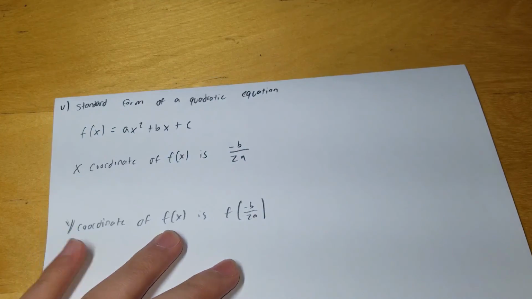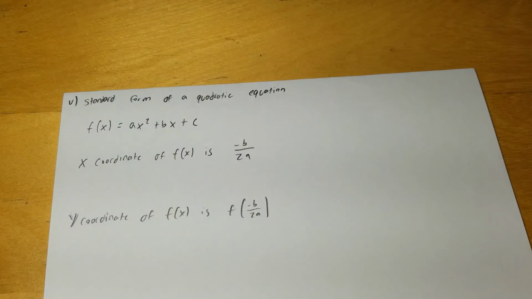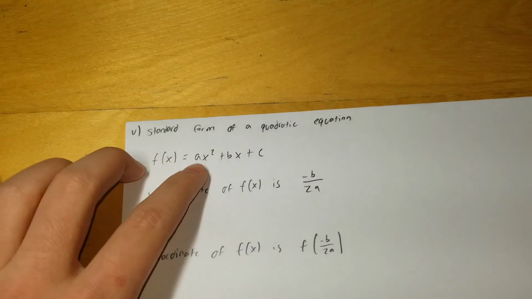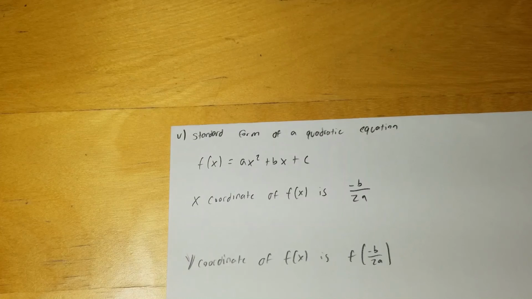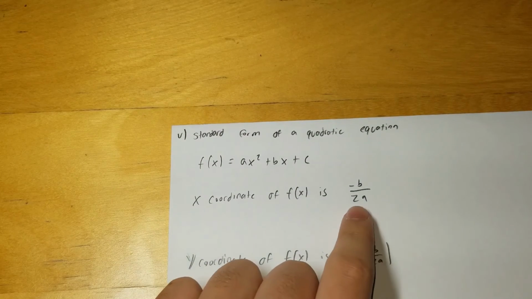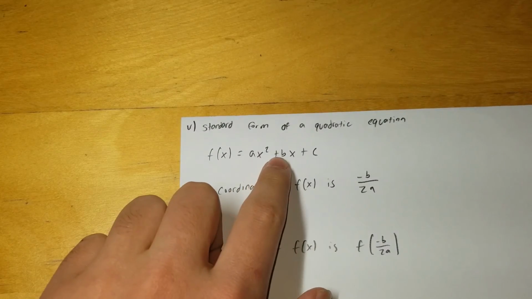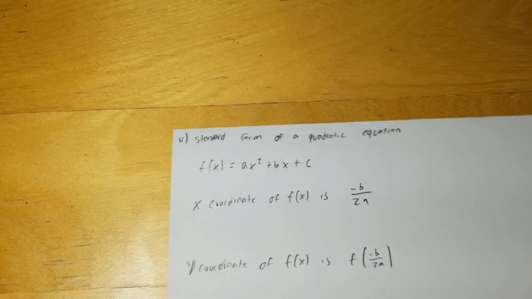So moving on. The standard form of a quadratic equation. The standard form is ax squared plus bx plus c. That's the standard form right there. And to find the x-coordinate of the vertex, it would be negative b over 2a. So negative b over 2 times a.